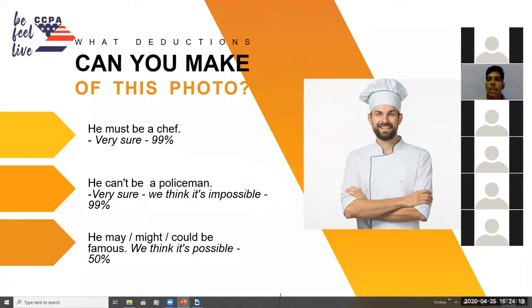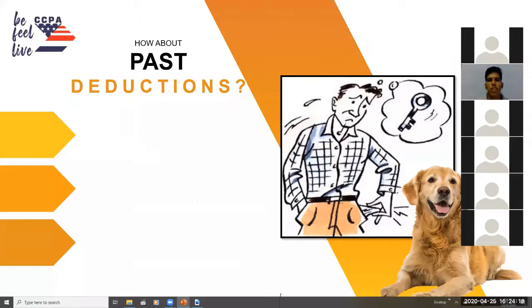So this is how we speculate in the present, right? Now, how about past deductions? By looking at the picture here, what can we say about this guy? We can say that he lost his key, right? We can say that he put his key somewhere else, and he forgot where it was. Absolutely, we can say that. But what happened to the key then? We can say that he must have left his key at home, right?